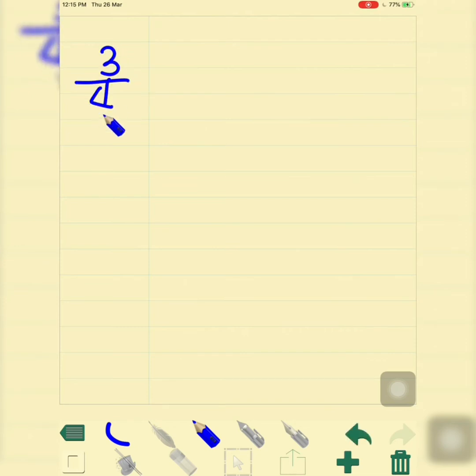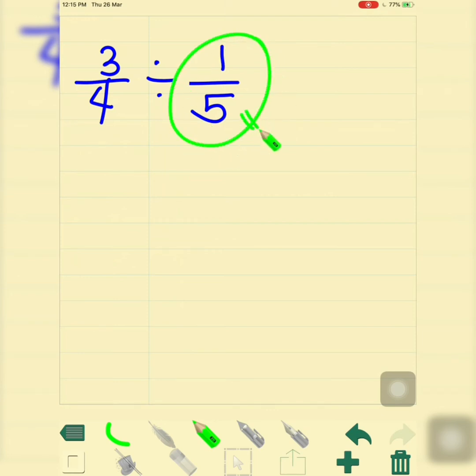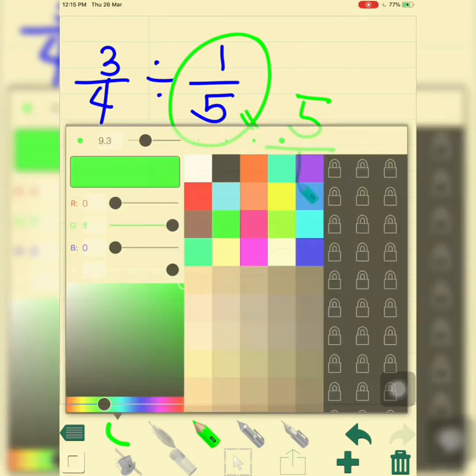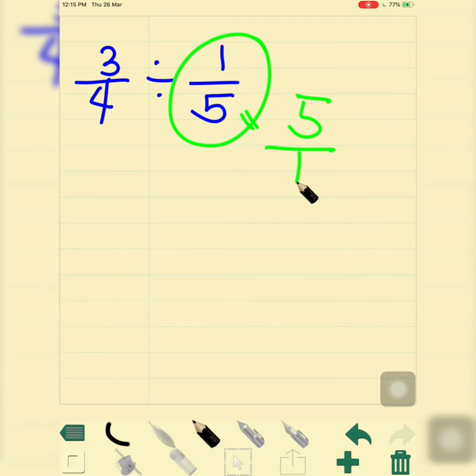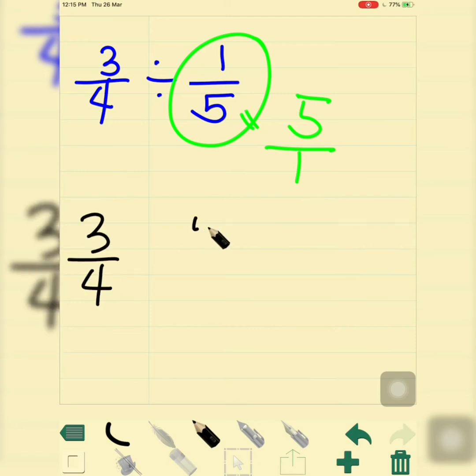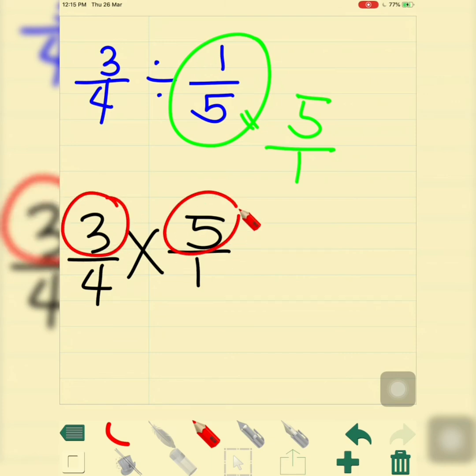Another example. 3/4 divided by 1/5. The reciprocal of 1/5 is 5 over 1. Thus, our two fractions now are 3/4 and 5 over 1. Then, we have to multiply them. We will first multiply the numerators of 3/4 and 5 over 1, which are 3 and 5. 3 times 5 is equal to 15. This is now our new numerator.